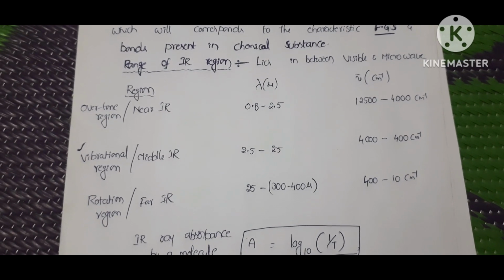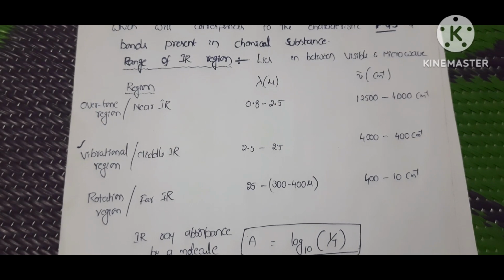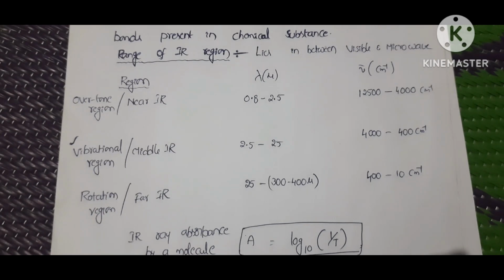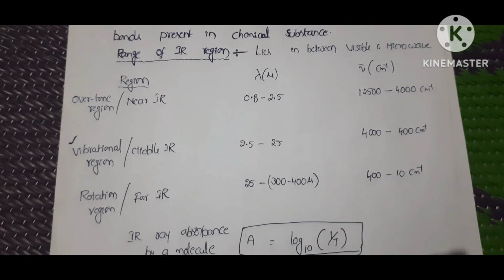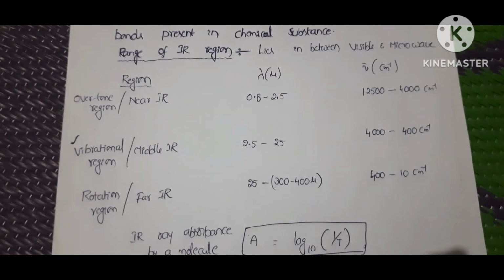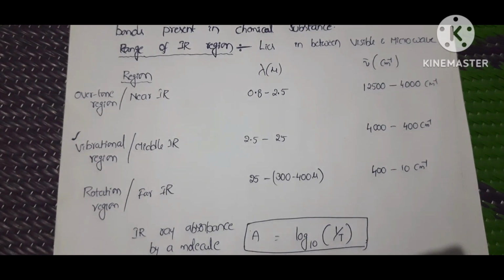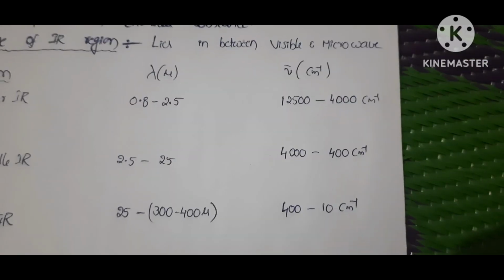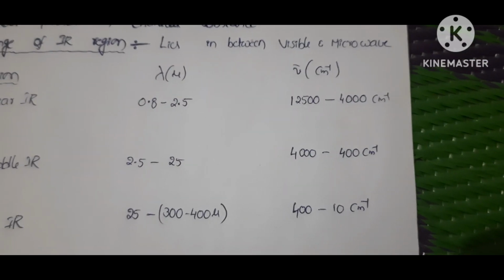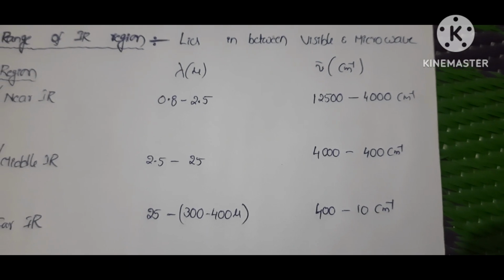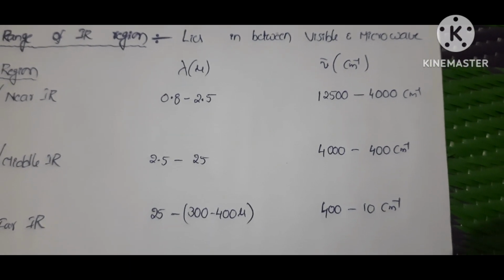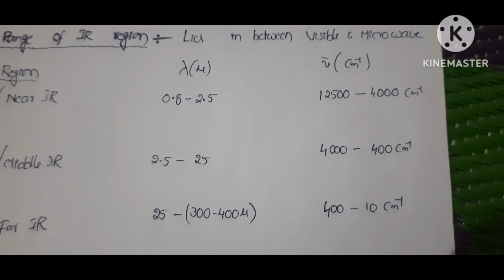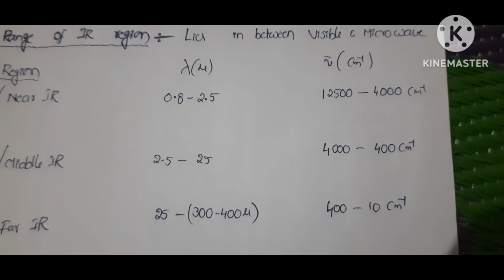Coming to the near IR, in the wavelength it is 0.8 to 2.5 microns, and middle IR is 2.5 to 25 microns. That is in the wavelength. Coming to the far IR, it's above 25 microns. We can see this in the wave number also. Near IR falls under 12,500 to 4,000 centimeter inverse, middle IR falls under 4,000 to 400 centimeter inverse, and far IR falls under 400 to 10 centimeter inverse. This is in the wave number.